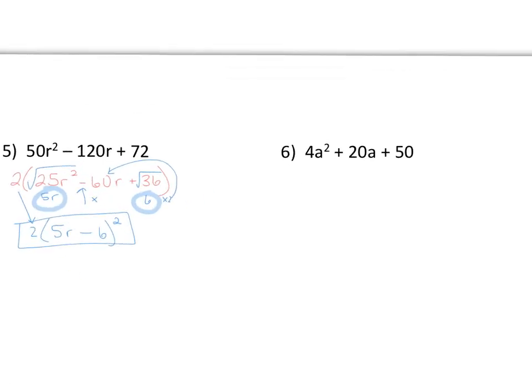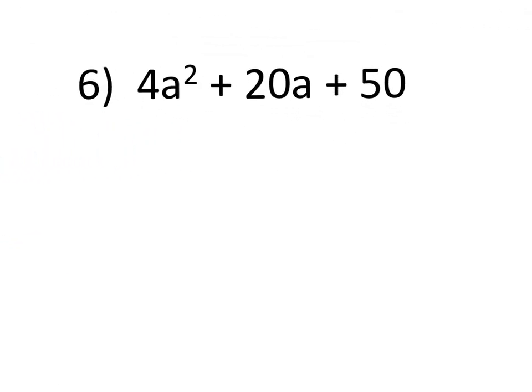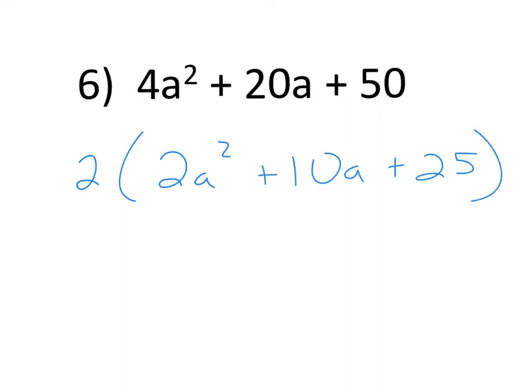Okay. All right. So now on this guy, we're going to go ahead and pull a GCF because they're all even. So I know a 2's coming out. And so then I got to think, will 4 come out? No, not in this case. So I'm just going to do 2 and get 2a squared plus 10a plus 25. Now, when I'm looking at this for perfect square, unfortunately, I cannot square root this guy. So this is not a perfect square.